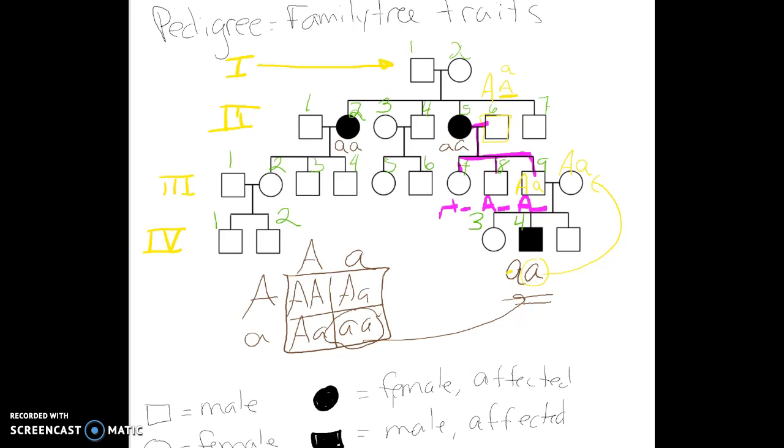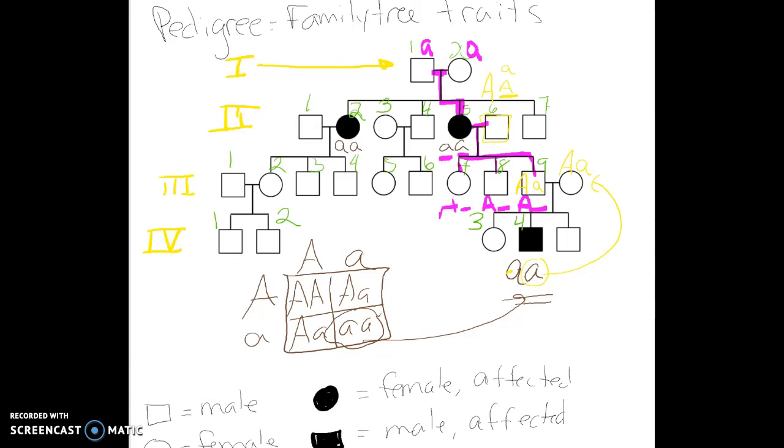So can we come up here? Okay, remember this individual, this daughter, came from these 2 people. So this little a here had to come from one parent. We're going to put it here. This little a had to come from the other parent.